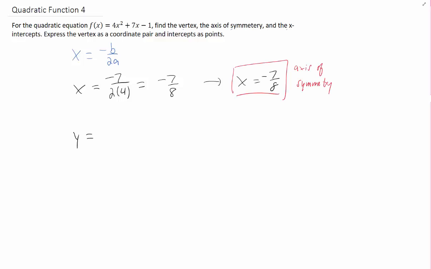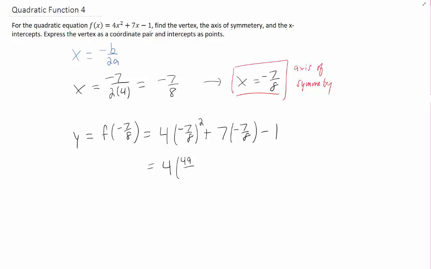And now we need the y value of our vertex, which we get by plugging the x value into the function. There it is. I plugged negative 7/8 into the given function. And we need to simplify. I'm going to square 7 to get 49. I'm going to square 8 to get 64. The negative squared becomes a positive. 7 times 7/8 is 49/8.